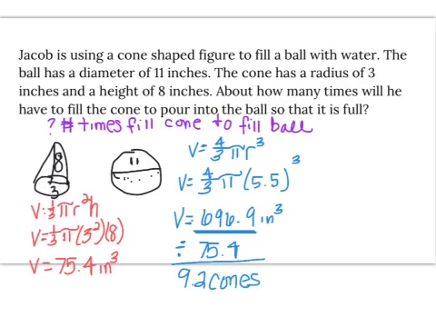So I'm going to have to fill my cones up over 9 times in order to completely fill the ball. So I would have to fill it up at least a 10th time. Even though when I fill it up a 10th time, we won't use the whole amount, we'll only use 0.2 of it. So 9.2 cones will fit into the sphere. I need to fill it up 10 times actually though, in order to get the sphere completely full.